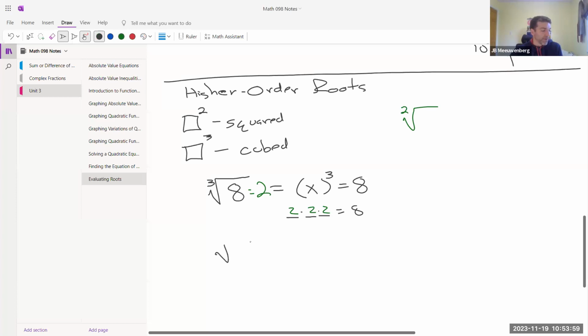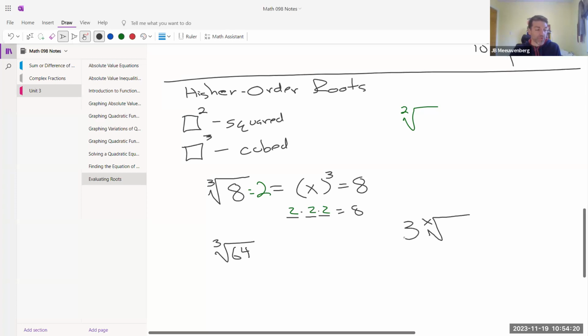So could we figure out the cube root of 64? Pause for a moment. Now you also might look on your calculator. Some calculators have a function that looks something like this. They might put an X there. And you would start by putting the root that you want to find.